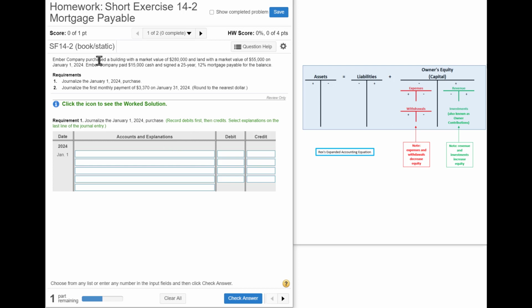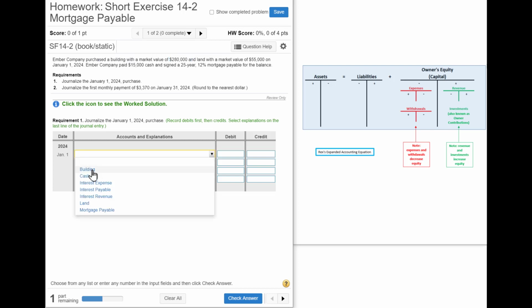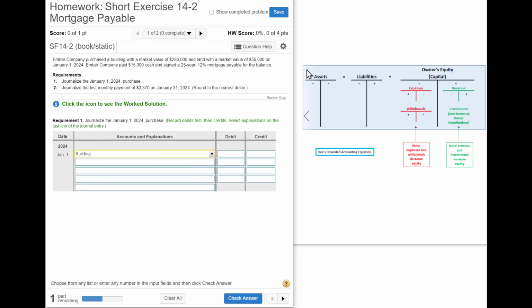So the first thing we're getting is a building, $280,000. And because the building is an asset and the asset's going up, we're going to debit that asset, $280,000. And then we also get land with a market value of $55,000. So land is going up. And let's see, how did we pay for that? Ember Company paid $15,000 cash. So we know cash is going down. And cash goes down with a credit.